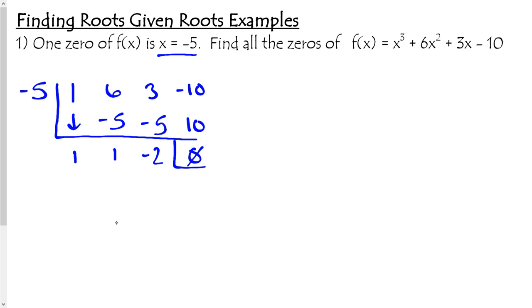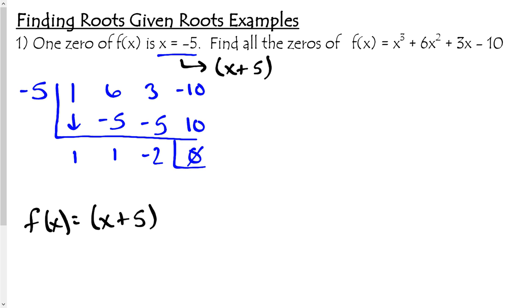So what does all this mean? Well, it means that I could factor it, where I could say that f of x equals my given factor, which pulled out of this, remember, would be x plus 5. Okay, so I've got x plus 5 is one of my factors. And then the other one comes from what was left over when I did my synthetic division with a remainder of 0. That's got to be the other factor. So that's x squared plus x minus 2.